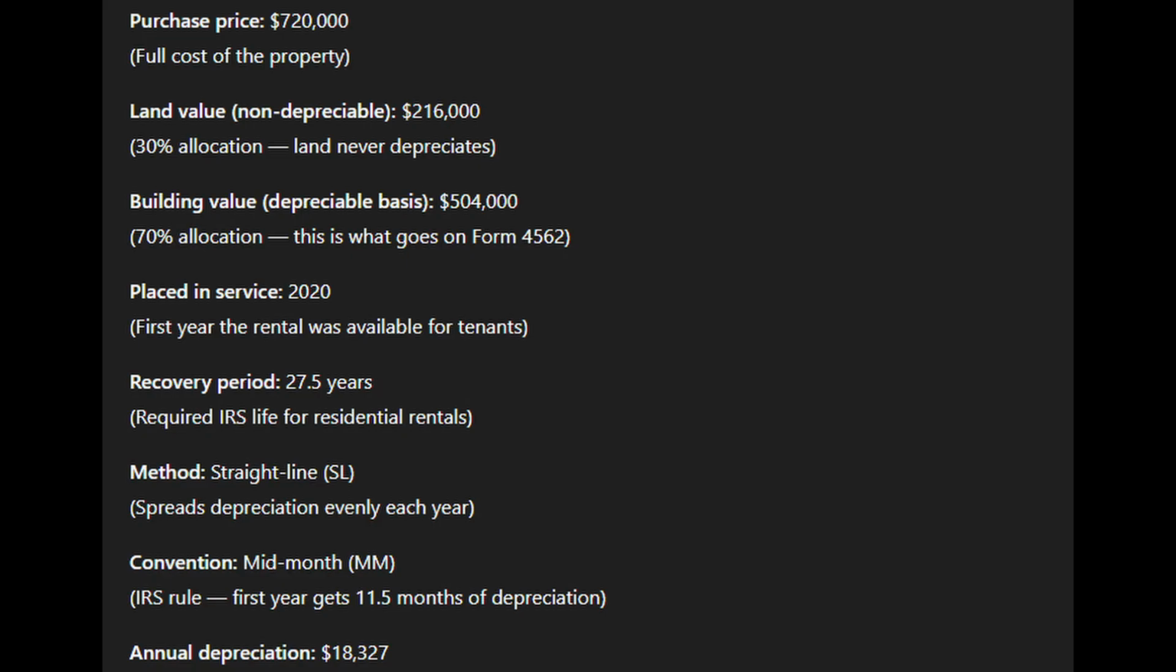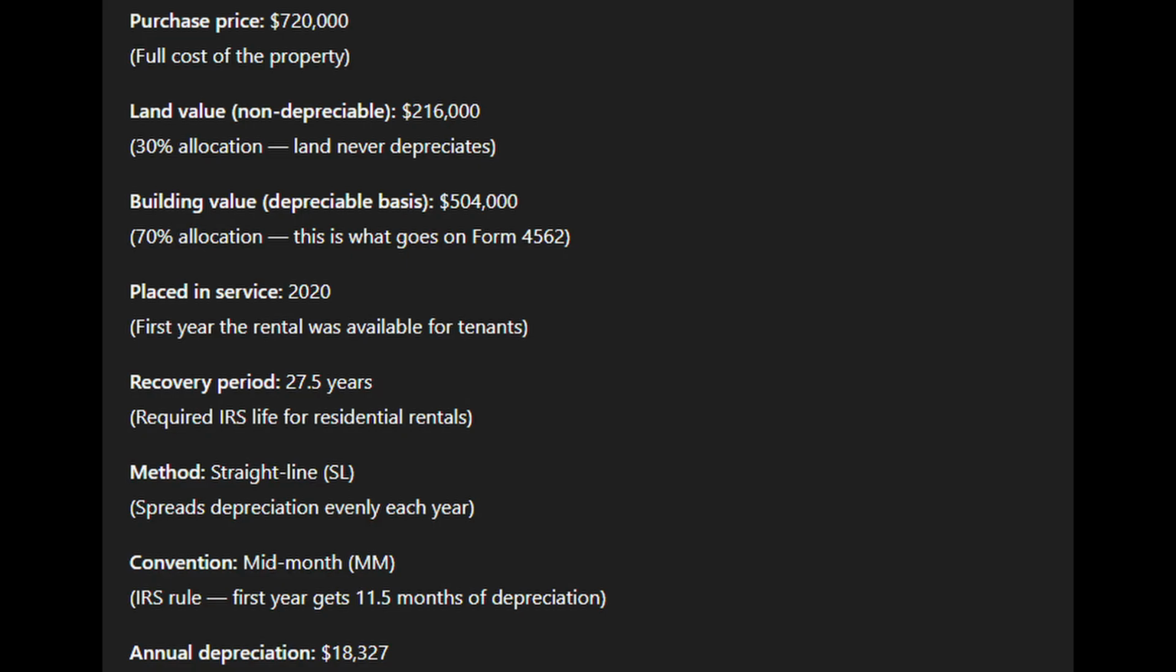Placed in service in 2020. This is the year the rental was first available for tenants. Depreciation starts in the placed in service year. All residential rentals must use MACRS. MACRS stands for Modified Accelerated Cost Recovery System, the IRS depreciation system. It tells us how long a rental building must be depreciated and what method we use to calculate the yearly write-off. And here we use the straight line method over 27.5 years because the IRS requires all residential rental buildings to be depreciated across a 27.5 year recovery period.